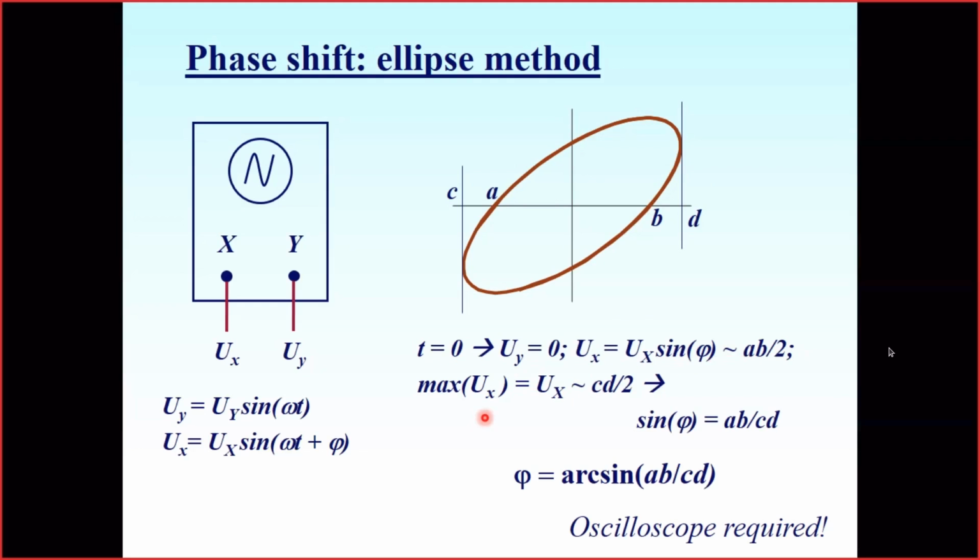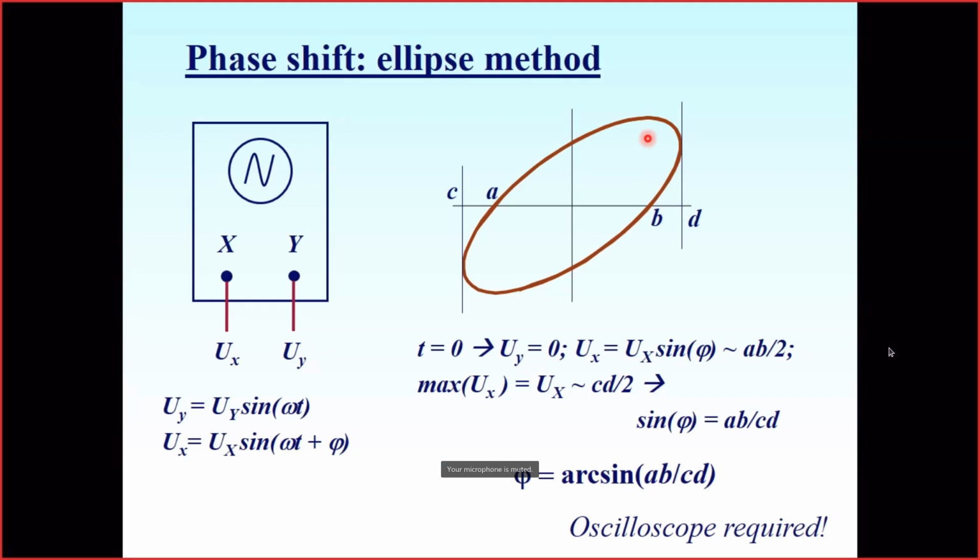And the maximal voltage on the x-axis, this one, could be calculated as the distance CD across the ellipse divided by 2. From this, it's easy to understand that the sine of phi may be calculated as AB, this length, divided by this length.